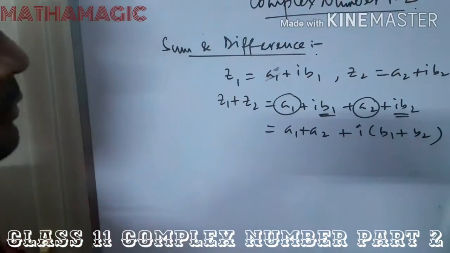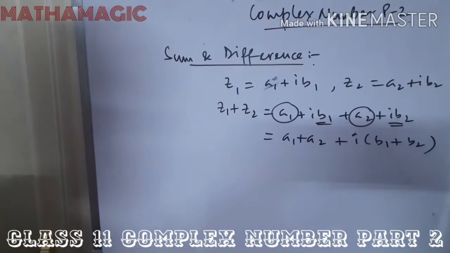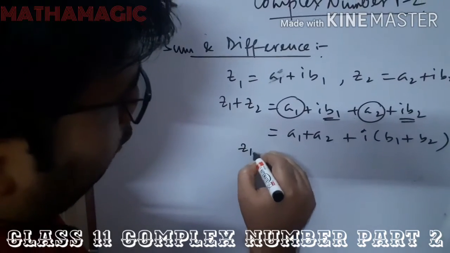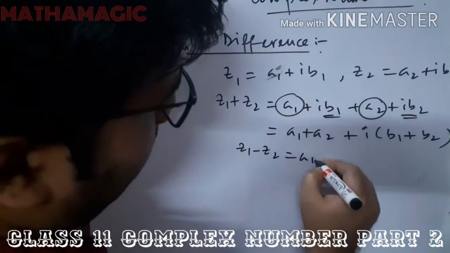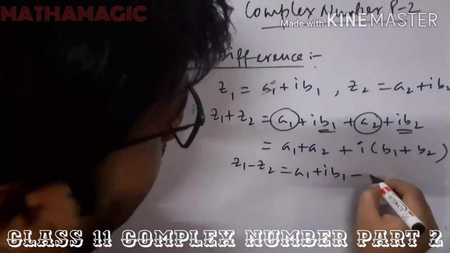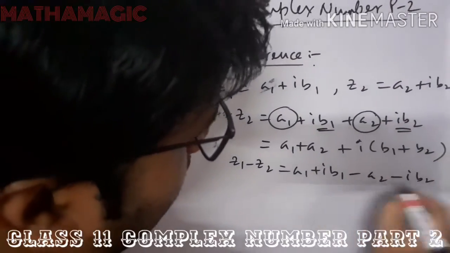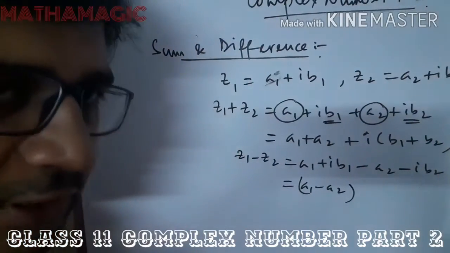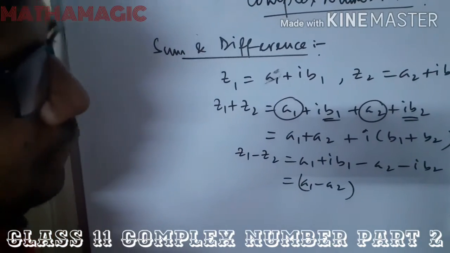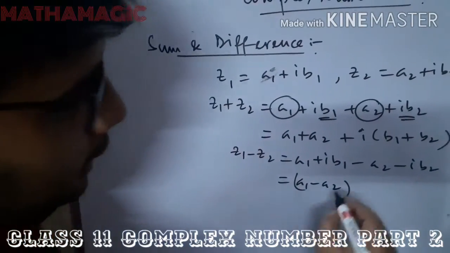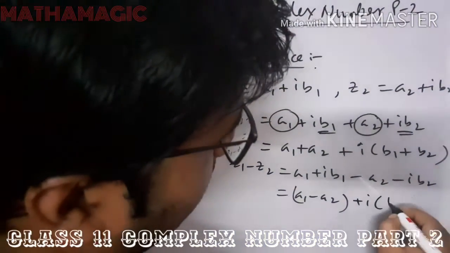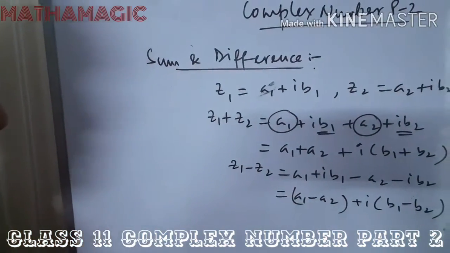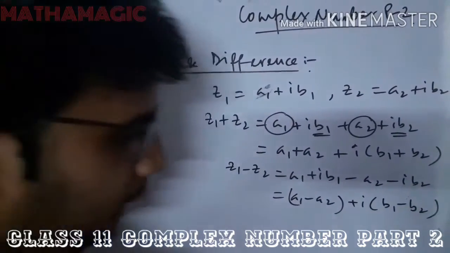This is how the sum can be done for two complex numbers. The same thing applies for difference also. If we do Z1 minus Z2, then it will become A1 plus IB1 minus A2 minus IB2. So it will become A1 minus A2. The real part can be subtracted with the real part only, and the imaginary part can only be subtracted with the imaginary part. So it will be I into B1 minus B2. This is how the subtraction of two complex numbers occurs, which is very easy to understand.